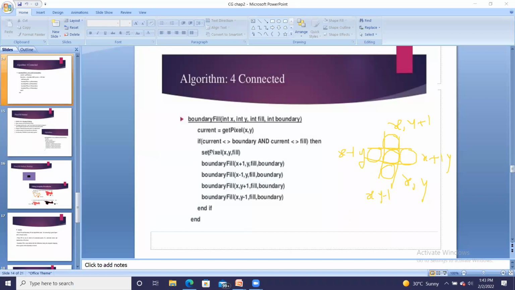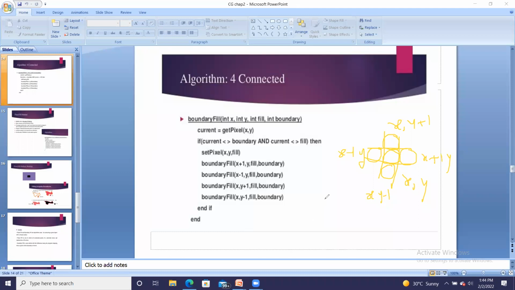So I will call this recursively and all these things are pushed onto the stack, because each method is called by the name boundary fill. So it is a kind of recursion taking place, and at that time all remaining values will be pushed onto the stack, right? So the 4 connected boundary fill method is working in this manner.